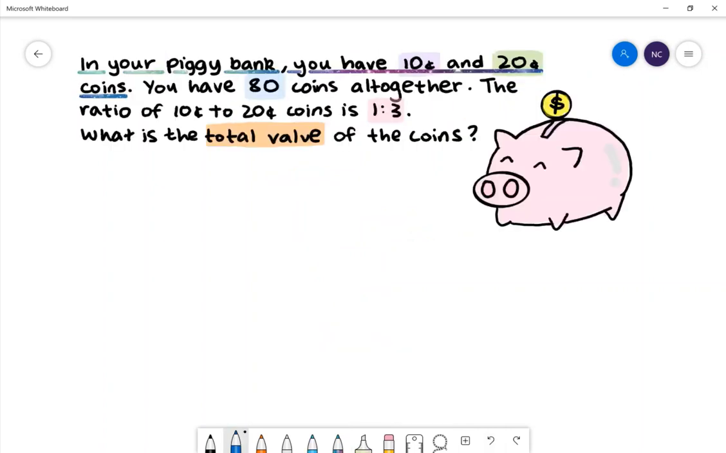Here is our next example. In your piggy bank, you have 10-cent and 20-cent coins. You have 80 coins altogether. The ratio of 10-cent to 20-cent coins is 1 to 3. What is the total value of the coins? Let's first take a look at a diagram.